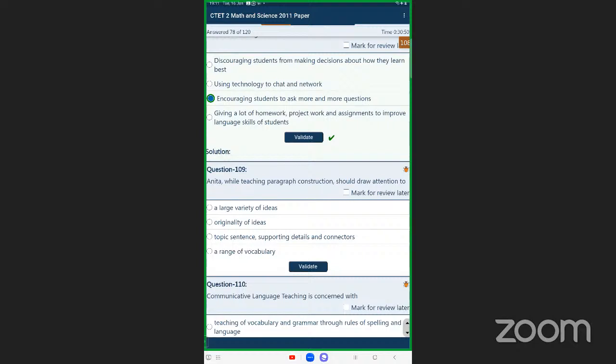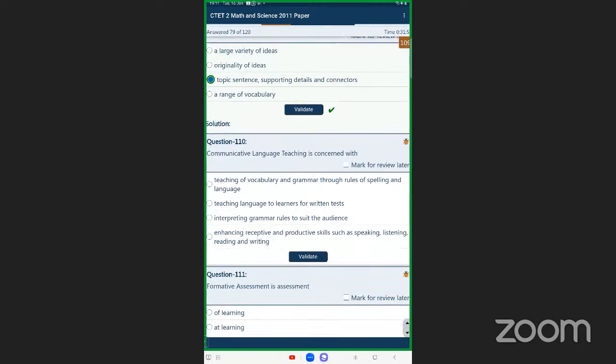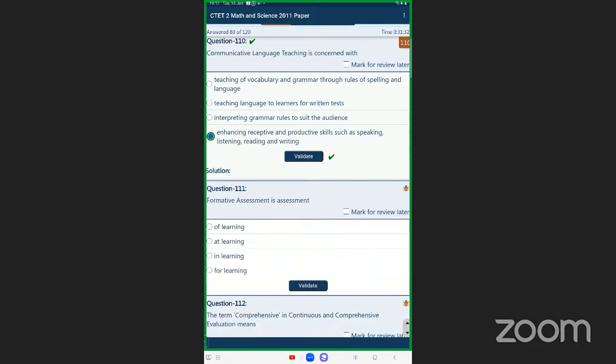A teacher, while teaching paragraph construction, should draw attention to what, student? Topic sentence, supporting details and connectors. Question number 110, student. Communicative language teaching is concerned with enhancing receptive and productive skills such as speaking, listening, reading and writing, student.